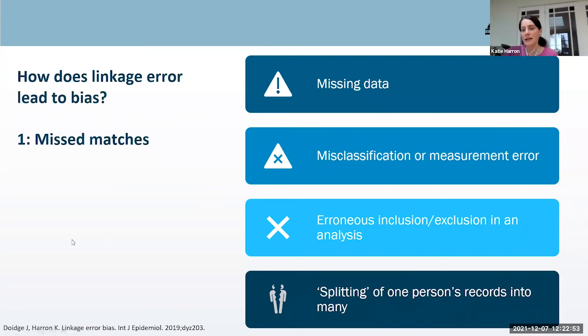And then finally, we can end up splitting one person's records into many different records. In the context of hospital records, mismatches or splitting could result in us thinking that we were looking at one admission for a lot of people rather than lots of admissions for the same person over time.